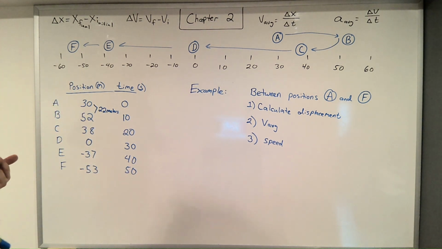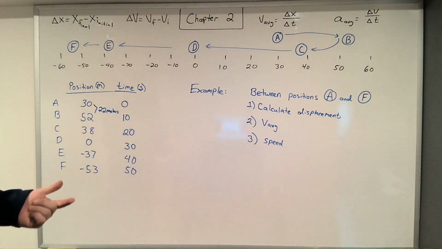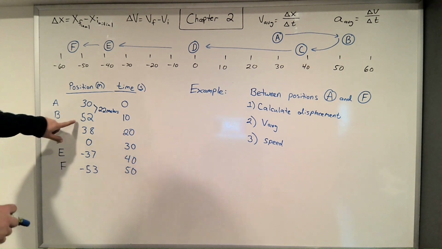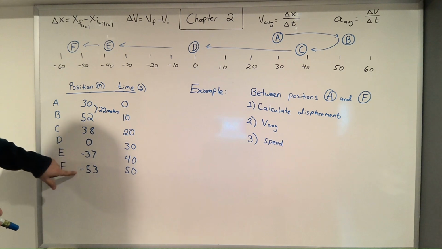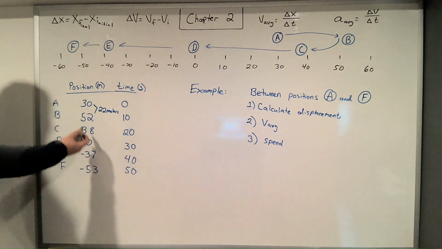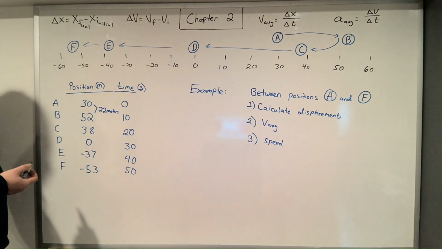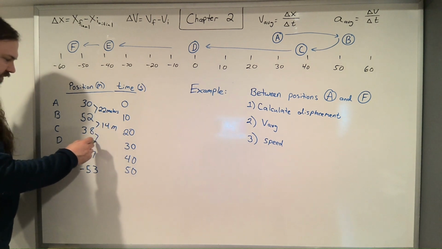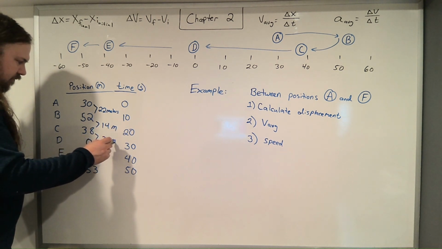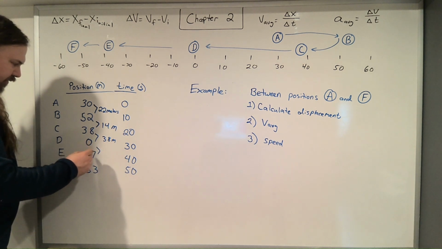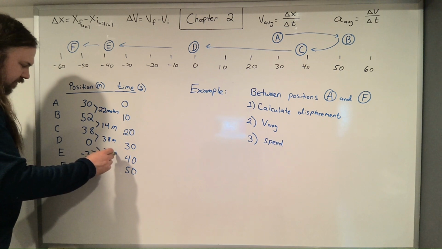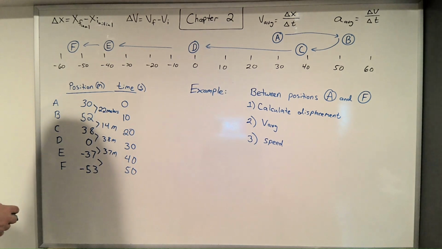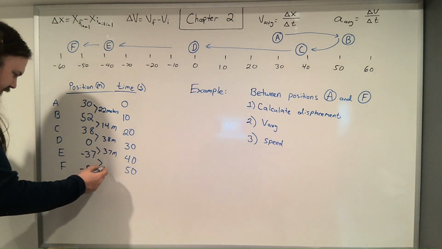Then it decided to back up. Okay, and it backed up to C, backed up to D, backed up to E, backed up to F. We could figure out what the difference is on each one of these. Okay, so if it went from 52 down to 38, it's a difference of 14. 38 to 0, that's a difference of 38. 0 to negative 37, it's 37 meters. And then the distance here from 37 to 53, what is that, 16?